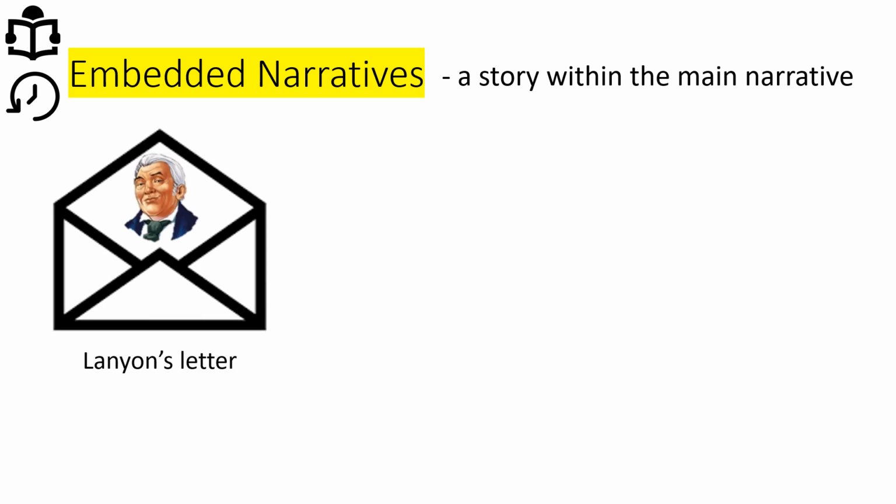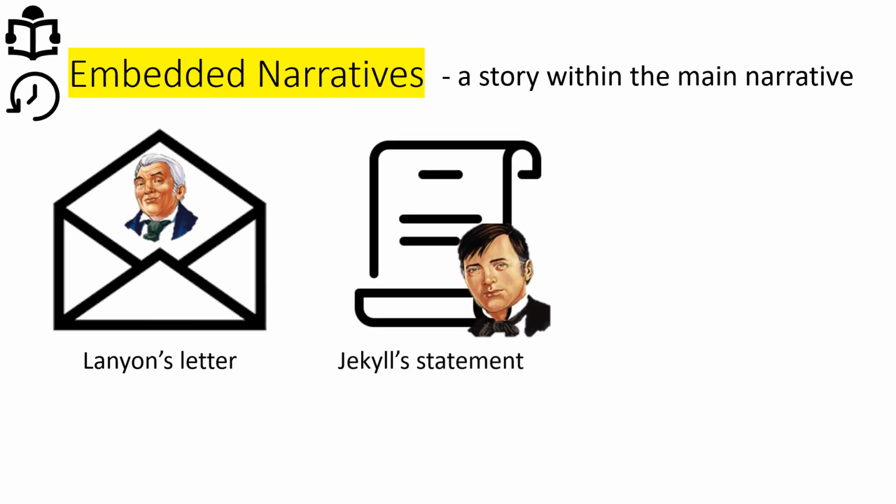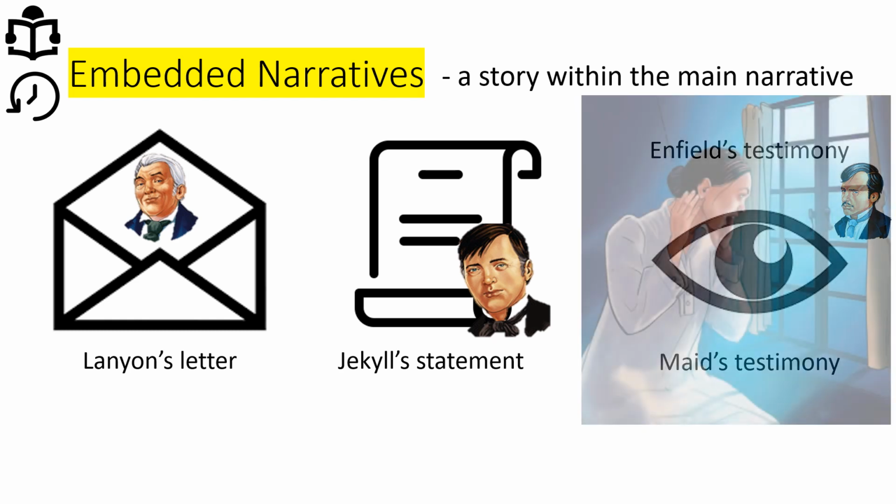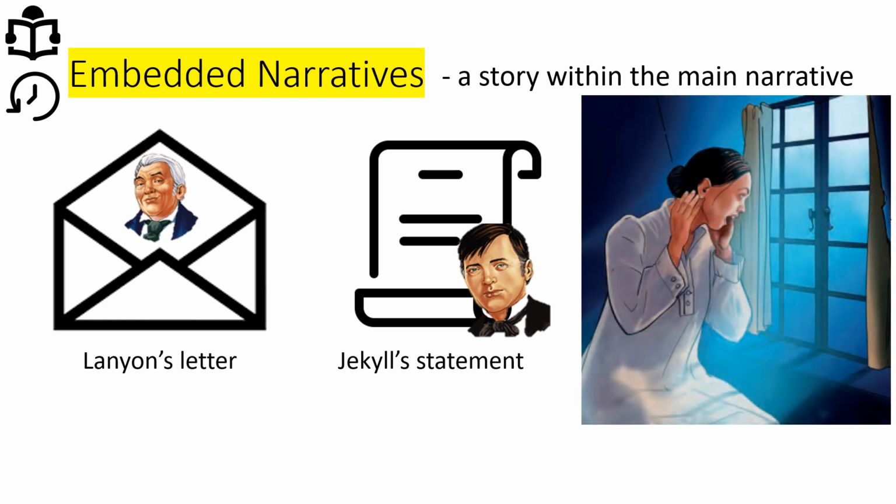The first one is Lanyon's letter. We've got Jekyll's statement of the case, and then we've got some eyewitness accounts as well. Enfield's testimony at the start of chapter 1, where he talks about the trampling of the poor girl, and we've got the maid's testimony as well. Watching the murder of Sir Danvers from the window means that it's not just one person's view of events.